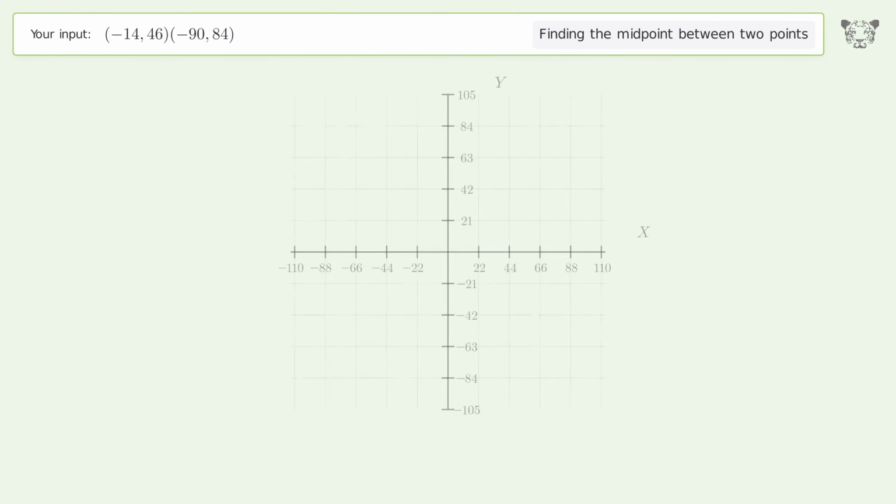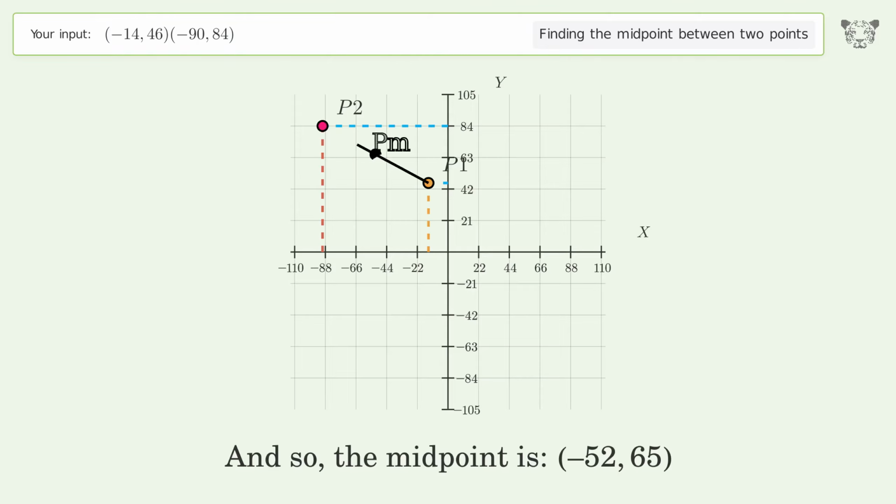And so, the midpoint is negative 52, 65.